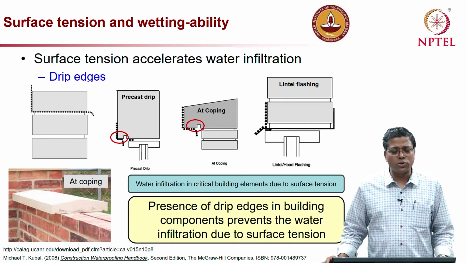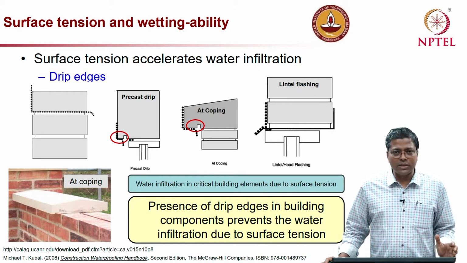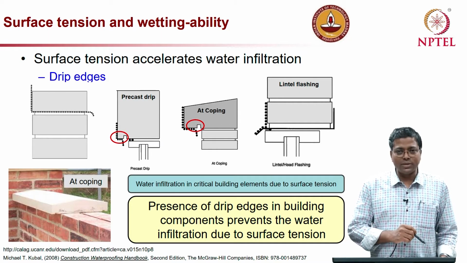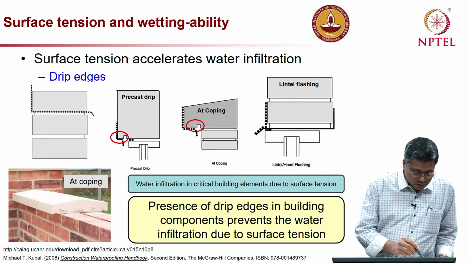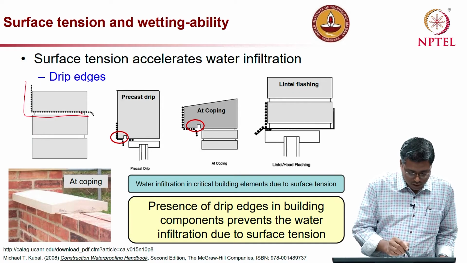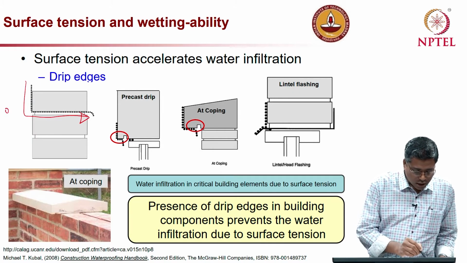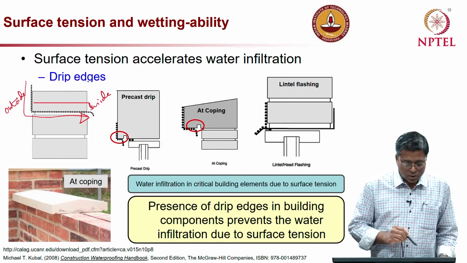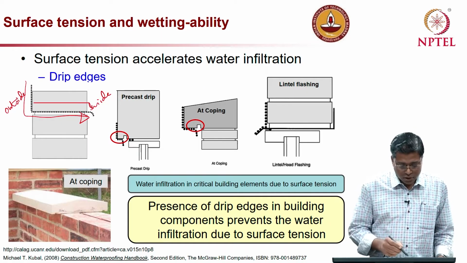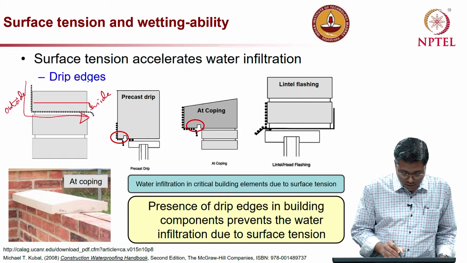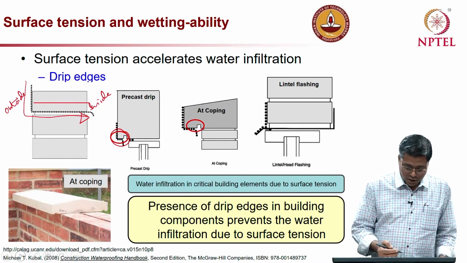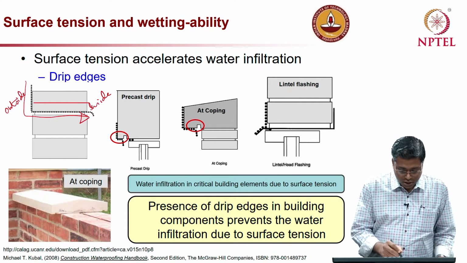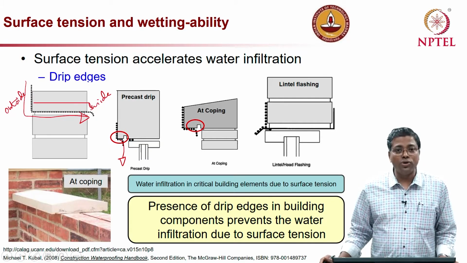Now, the other mechanism by which water enters is surface tension and the wetting ability of the water, mainly the surface tension. So, surface tension accelerates the water infiltration. Like this, as you see here on the left side, if this is outside, water can come into the inside. So, that is not something that we want. In such cases, we can also provide this kind of drip edges, as you see on the second and third images, which will help the water to just come down like this instead of going into the structure.